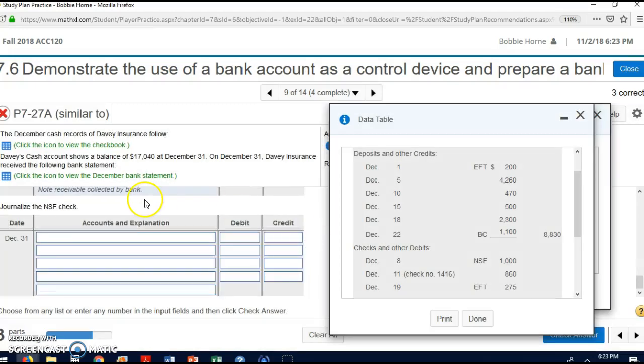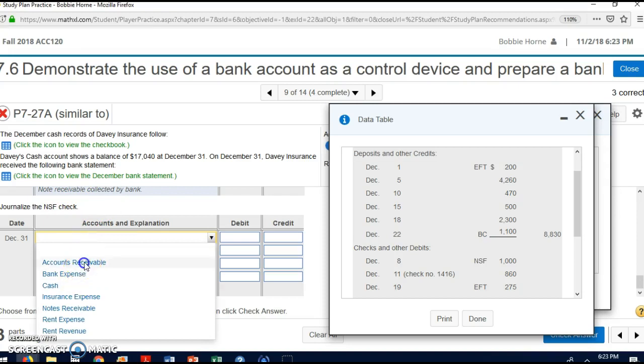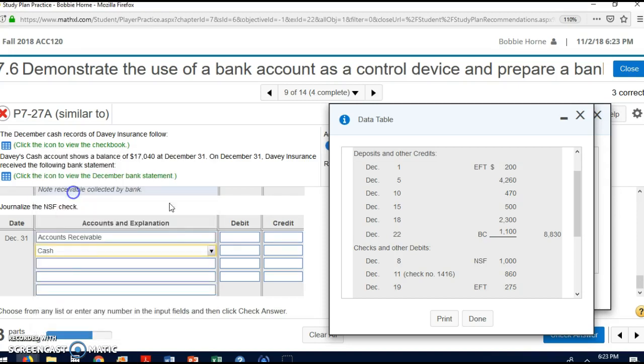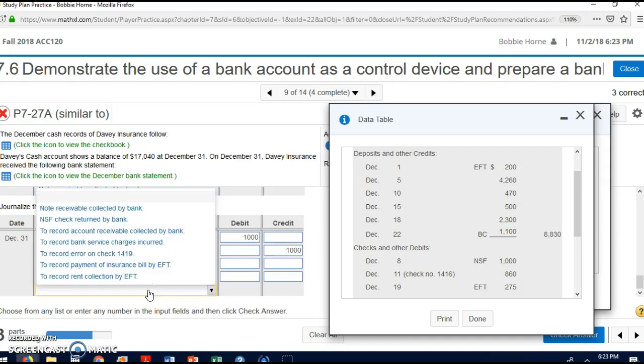Okay, and then journalize the NSF check. So we need to put the accounts receivable back on there because the customer's check bounced, so they owe us. We originally debited cash and credited accounts receivable when the check came in, but now that it bounced, we have to reverse that entry basically.